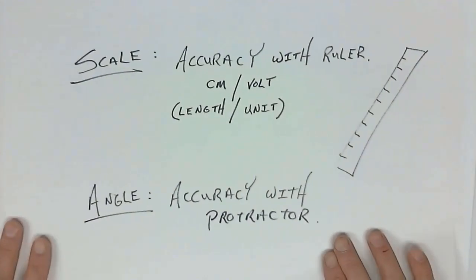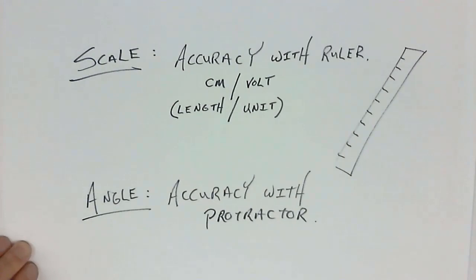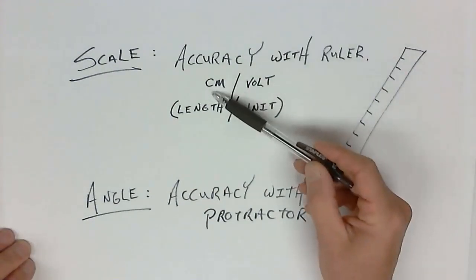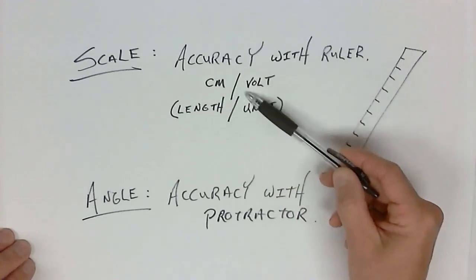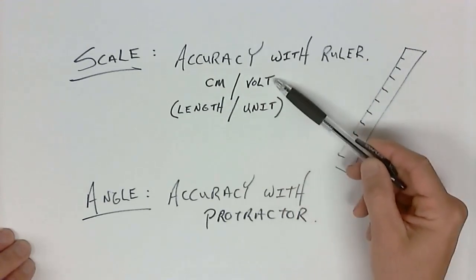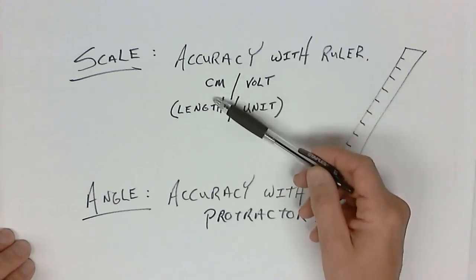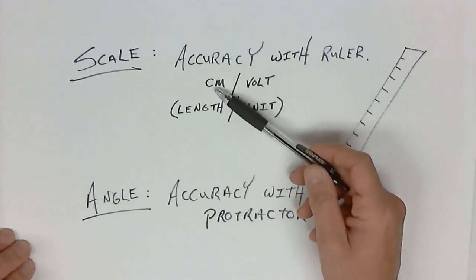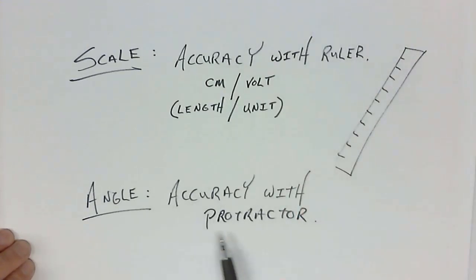What is a scale? Well, a scale is something that we use to accurately portray the length of the phasor, and we use a ruler. And typically it's in a distance or length measurement per unit of measurement that we have used for the circuit, so volt or amp. It can be in either metric, centimeters, millimeters, or even imperial, it doesn't matter. The angle accuracy will be provided with the protractor.